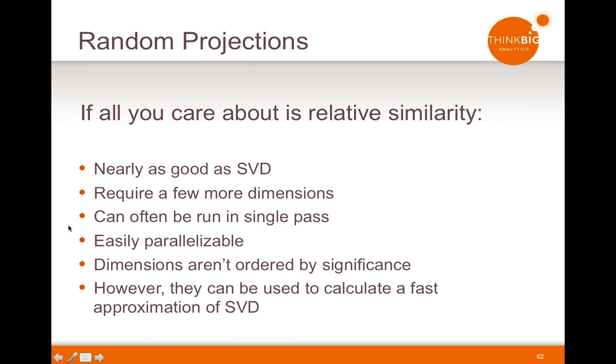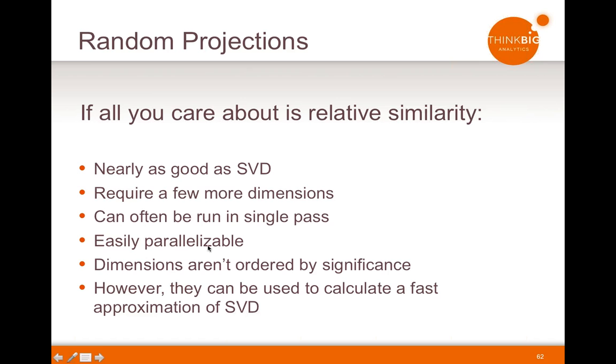You can also often run this in a single pass. When you do these random projections, it's very easy to just create a matrix of random values and multiply it by your original matrix and get your new model, your projection. But doing that matrix multiplication, you just run that once on your data. You don't have to do an iterative approach to find the answer.